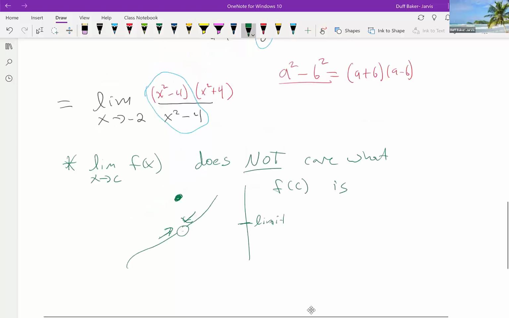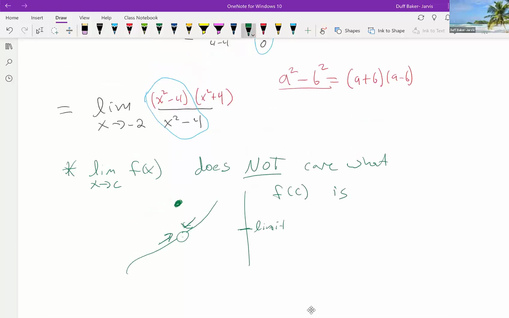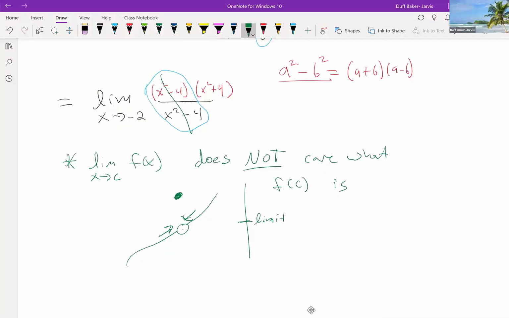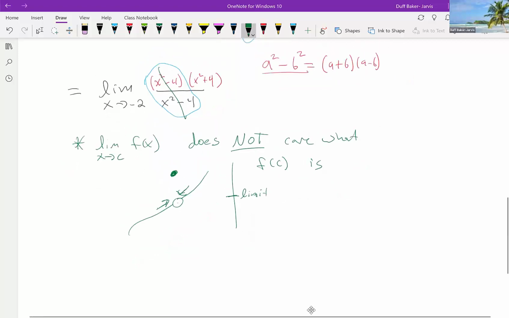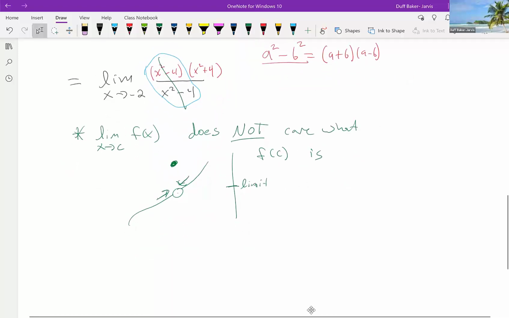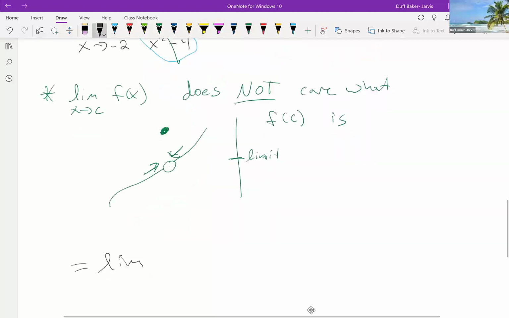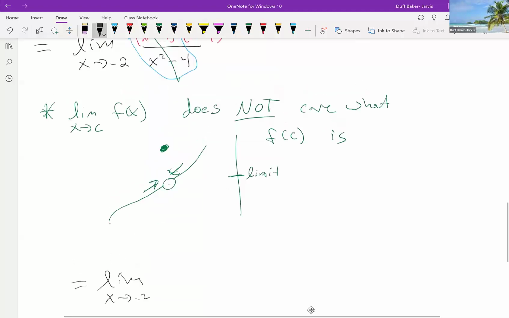So that's why we can cancel inside the limit: outside the limit at -2, there's a division by 0, but when I'm taking the limit, all I care about are things that are not -2. So I can go ahead and cancel these. Canceling inside of a limit is fine. And now this makes our lives a lot easier. Handwriting's getting sloppy. If I cancel, I'm just left with x squared plus 4.